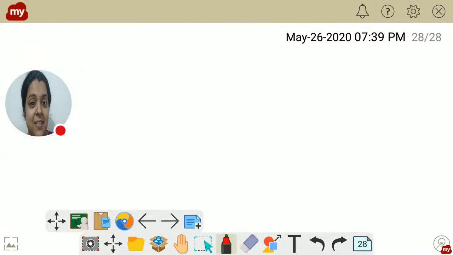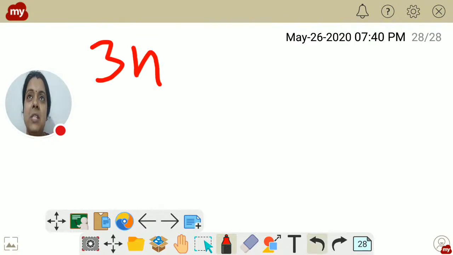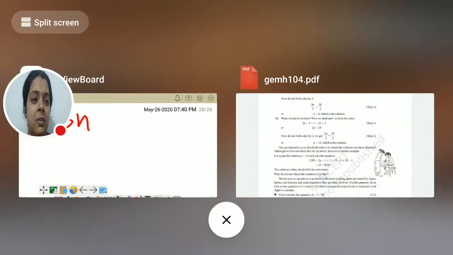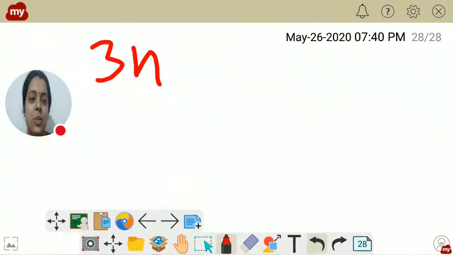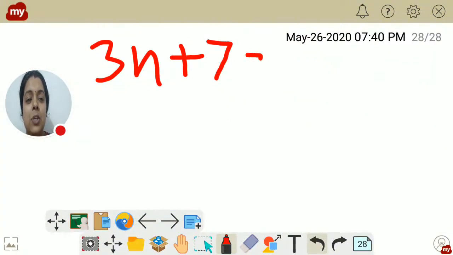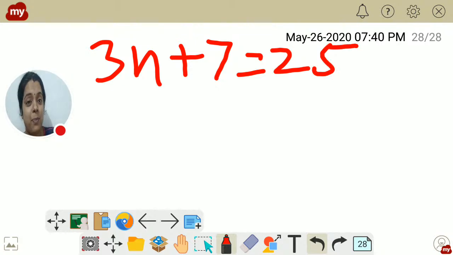Let me just give you an example. The question was 3n plus 7 is equal to 25. 3n plus 7 is equal to 25. I want to tell you what problem will come if the number is not sent out and said bye-bye, see.